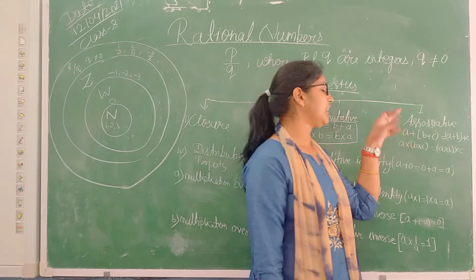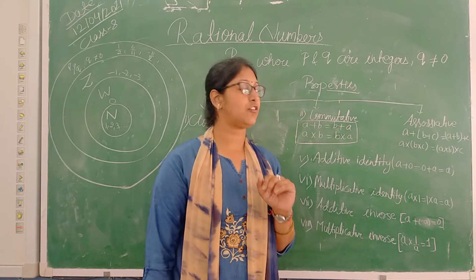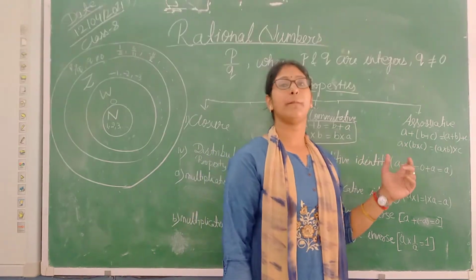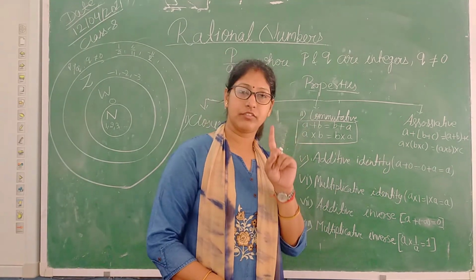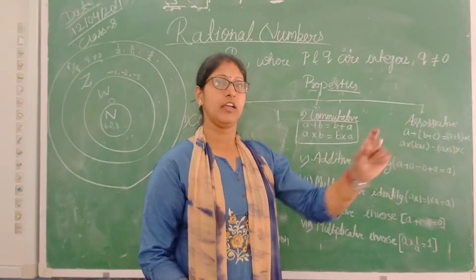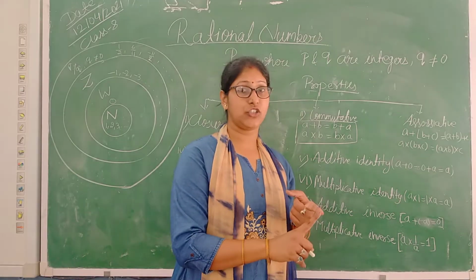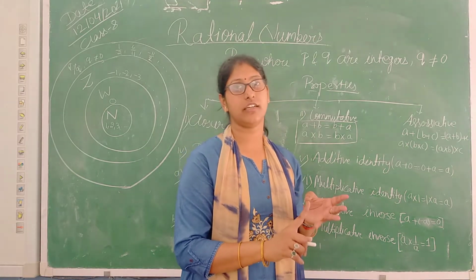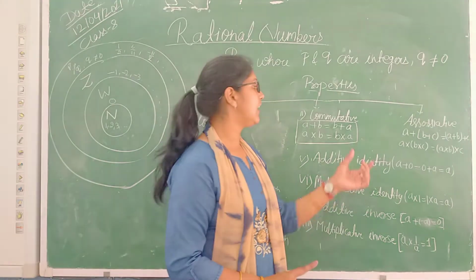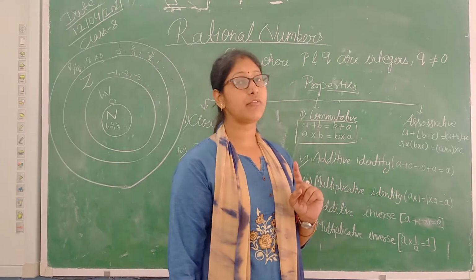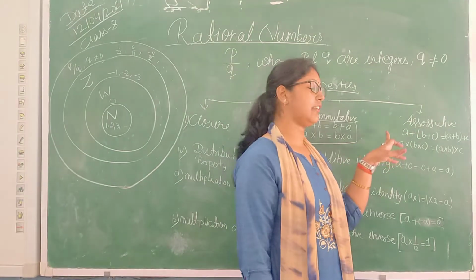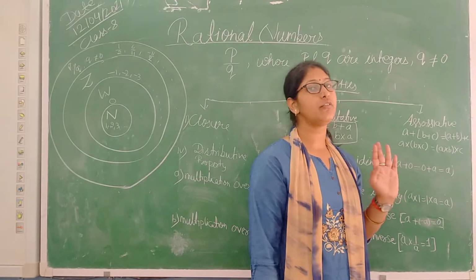Next is the associative property. This property says that the grouping of numbers doesn't matter. Suppose we have 3 numbers and they have the same operator, like addition, subtraction, multiplication or division. With the same operator, the grouping of numbers doesn't matter. Rational numbers follow the associative property under addition and multiplication only.